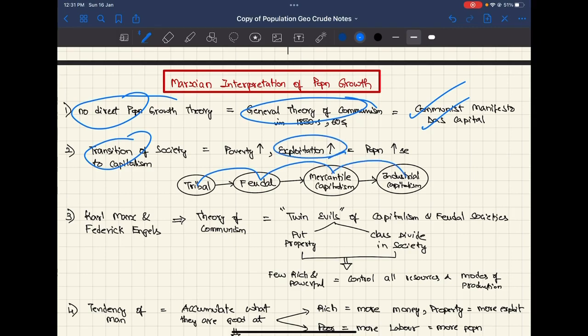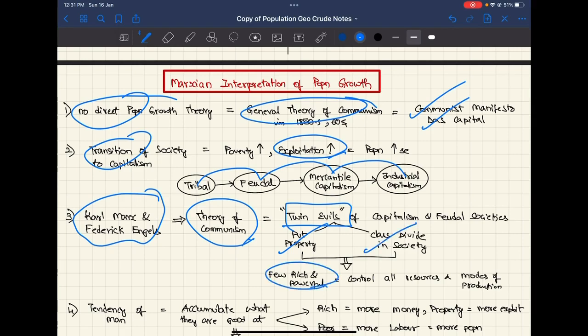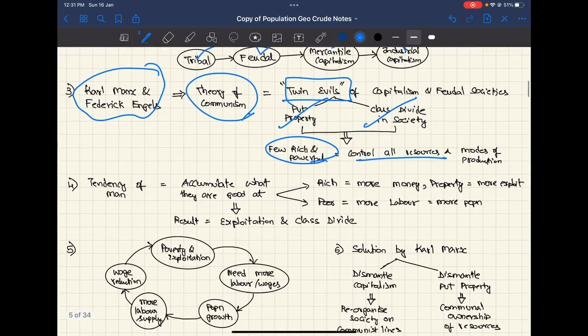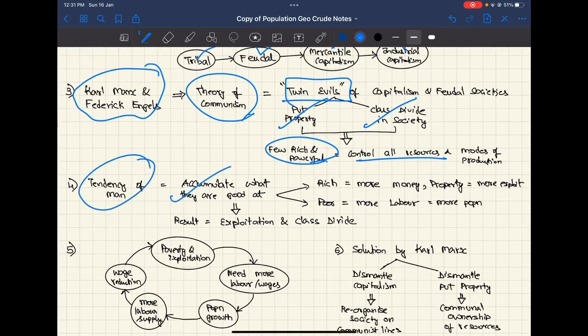This will increase exploitation. According to Karl Marx and Friedrich Engels' theory of communism, there are twin evils of capitalism, which are private property and class divide. Because of this, the few rich and powerful will control all the resources. The tendency of man is to accumulate what they are good at. So the rich will accrue more money and property, the poor will accrue more labor, hence more population.